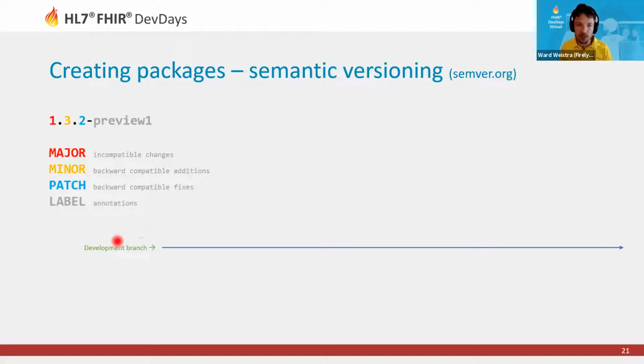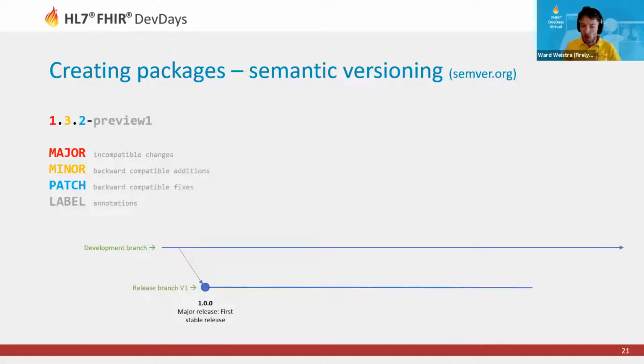So let's look at an example. We have our development branch going on here of our hypothetical FHIR specification, and we have been building for a while. When we're ready for our first public release, where people should be able to depend on this, we're going for our 1.0.0 version. Before that, we're going to only release 0.1, etc. With 1.0.0, we're signaling, okay, this is something that you can start using in your production servers.